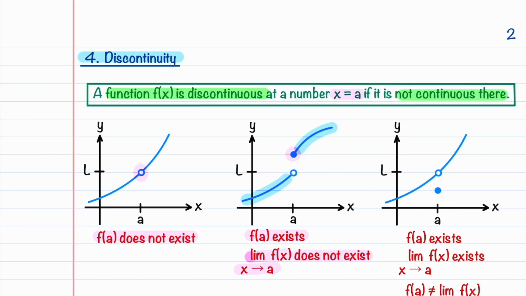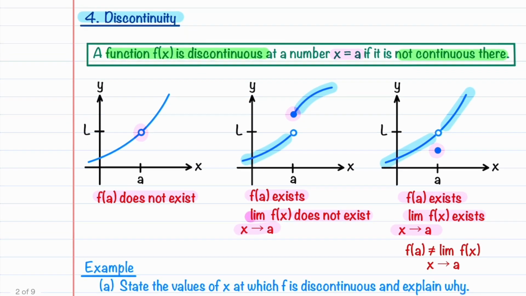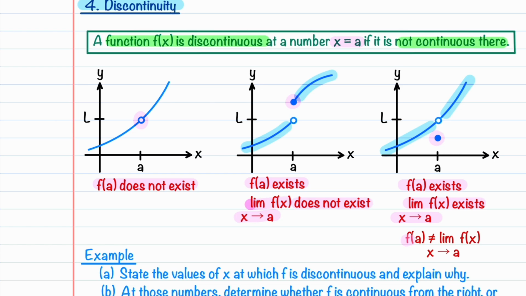Let's now look at our graph on the right. This graph also represents a function that is discontinuous. For this function, f of a exists. That's that point right there. The limit exists because the limit from the left is equal to the limit from the right. But these two values are not equal to each other. This value is different than that value. So our function is discontinuous.